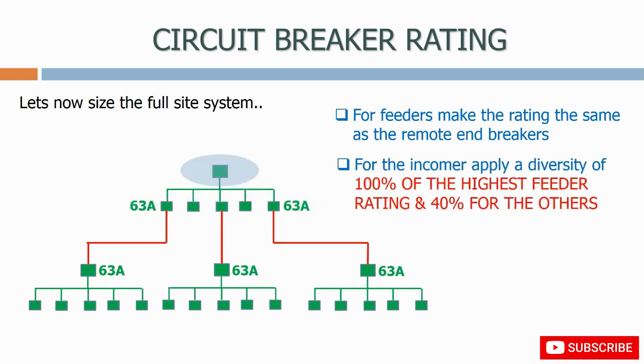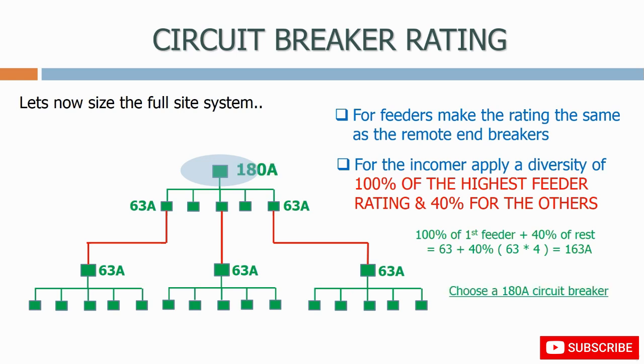For the incomer, apply a diversity factor of 100% of the highest feeder rating and 40% for the others. Therefore, 63 amps for the first feeder and 40% of the rest equals 163 amps. Based on this, let's choose a 180 amp incomer circuit breaker.